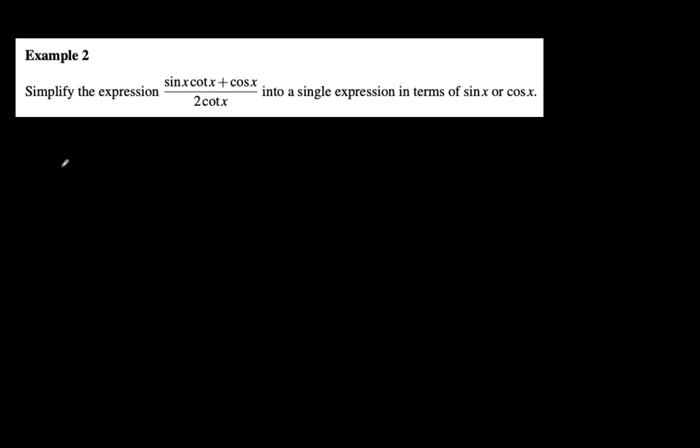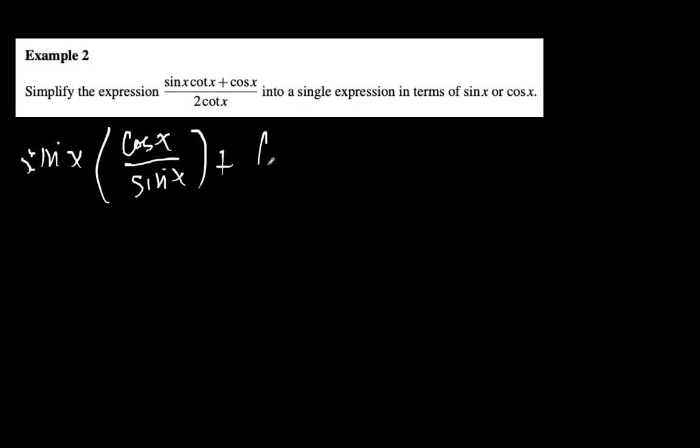Okay, now let's work on number 2. In number 2, simplify the expression into a single expression in terms of sine or cosine x. So dapat pala, masimplify natin to at ang matira ay sine or cosine, or pwede ring 1, pwede ring number, depende. Okay? Depende kung anong makuha natin. So let's work on this. So sine x, and we know that cotangent is equal to cosine x over sine x plus cosine x over 2 times, ano bang cotangent?